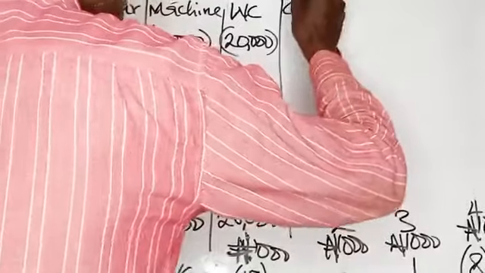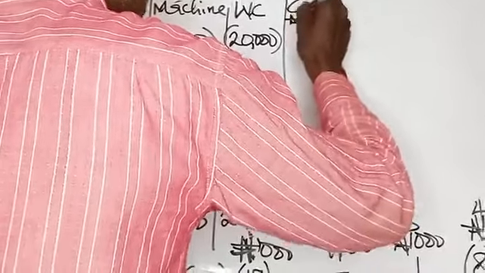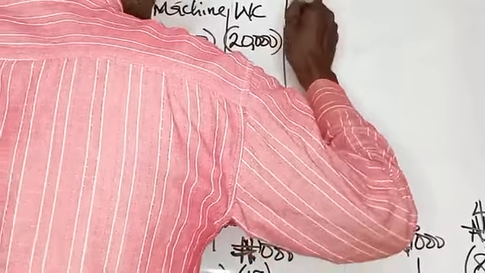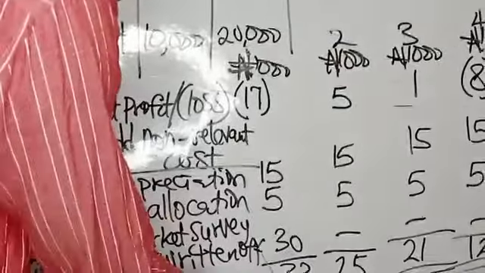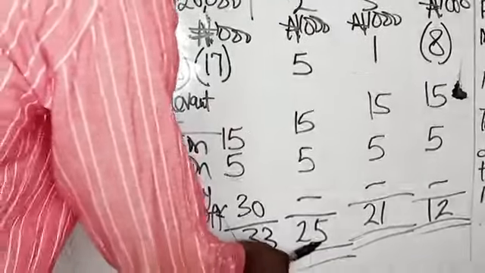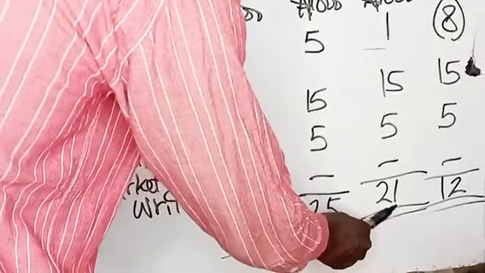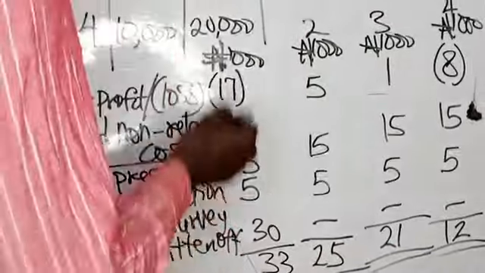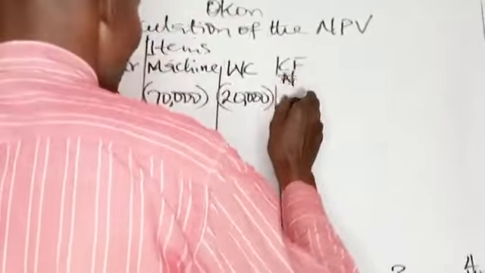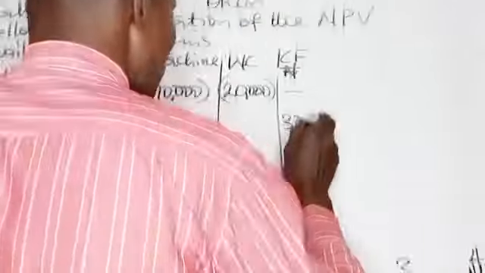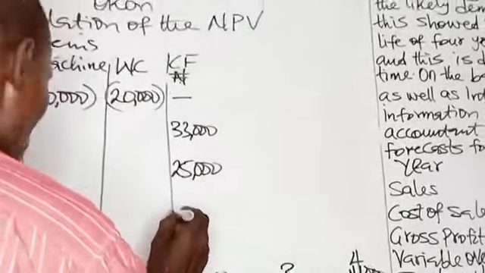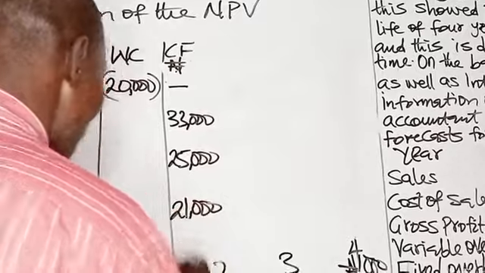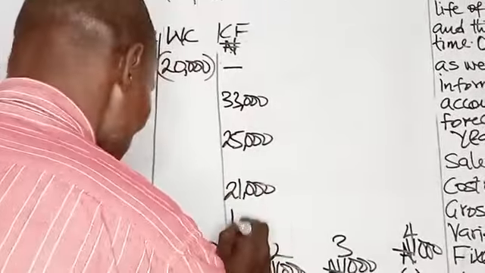Then the cash flows we've arrived at. The cash flow in year 1 is 33,000. In year 2, 25,000. Year 3, 21,000. In year 4, you have 12,000.